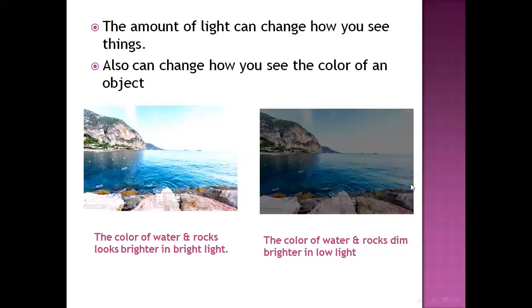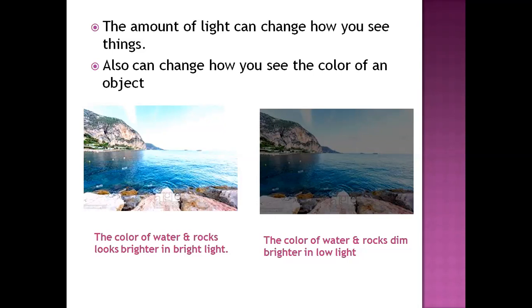So again, the amount of light can change how things look. Also, you can change how you see the color. Some people can see the color of a t-shirt as blue, and another one can see baby blue. Although it is the same color, each one has its own eye, or the source of light, when it comes over the object, it will change the color of the object.